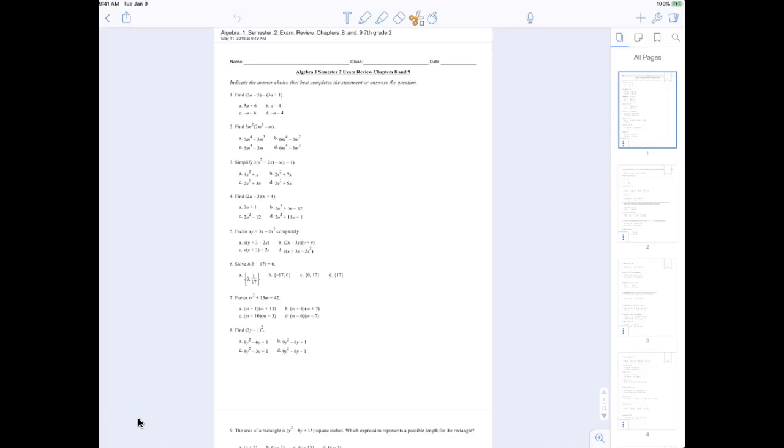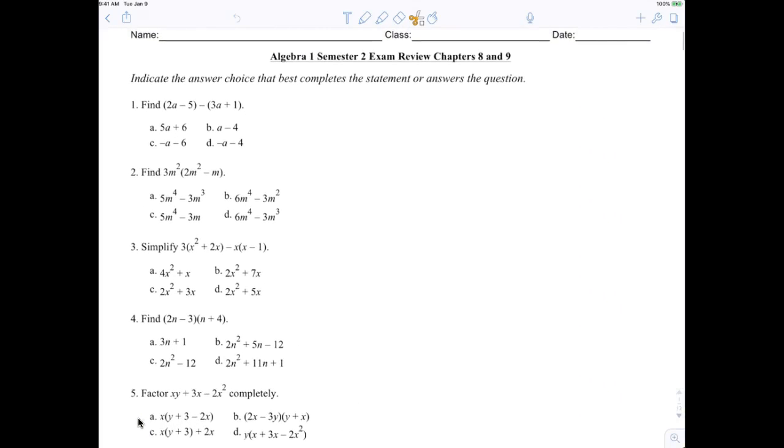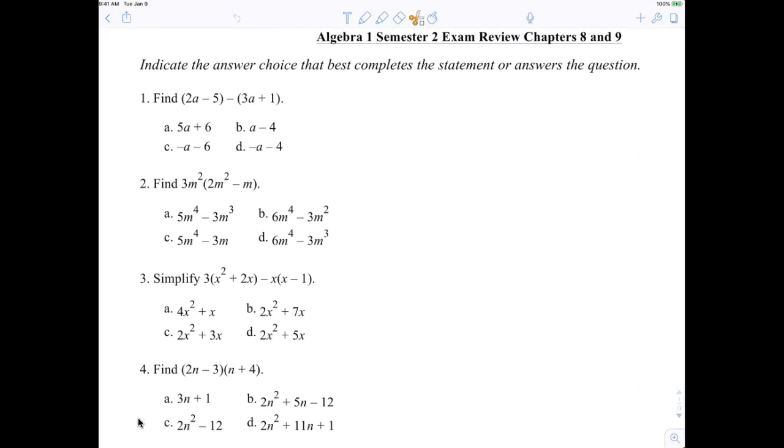Okay, so again, for the review, most of it should be relatively easy as we're going through, especially because the last section we did had a lot to do with factoring. All right, so here we go.